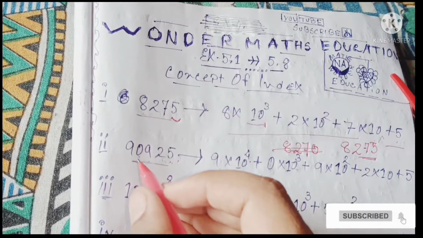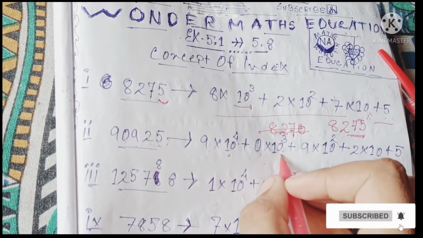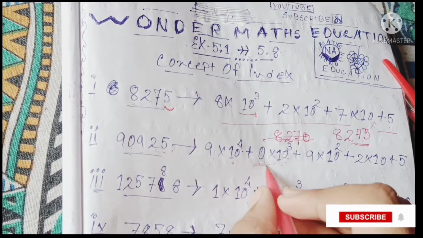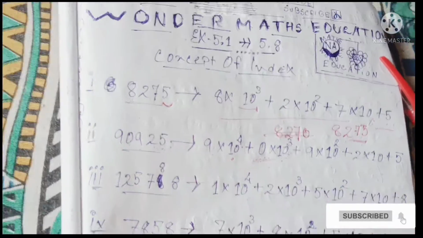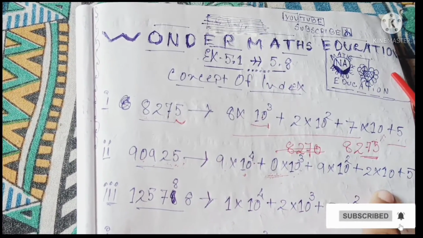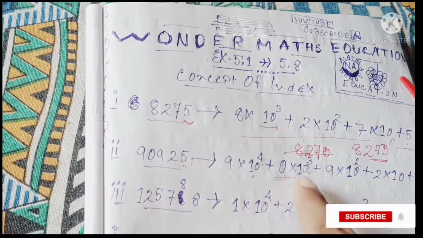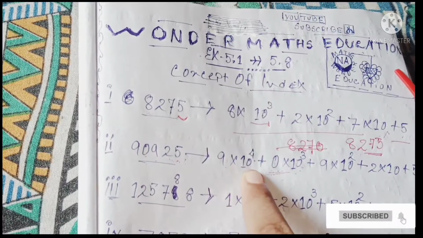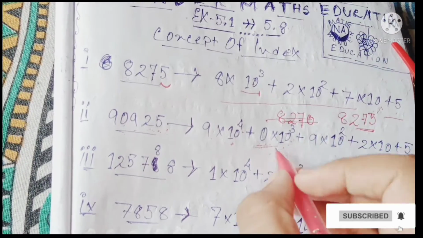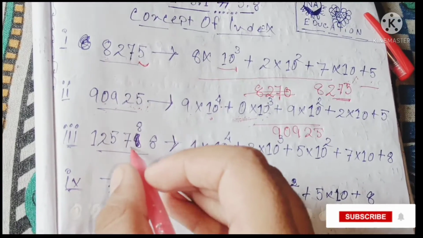Now, in this case, there is a 0 in the middle of 90925. You have to write 0 into 10 to the power 3. You would not have to cut this out. In this method, 0 has great value, so you must not omit 0, you have to write it. We know 0 multiplied by anything gives 0, but in this concept of index, 0 plays a very vital role, so you have to write 0. Now 9 into 10 to the power 4, plus 0 into 10 cube, plus 9 into 10 square, plus 2 into 10, plus 5 gives us our result 90925.